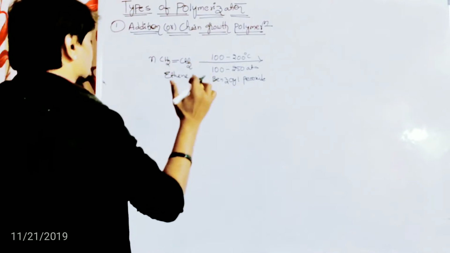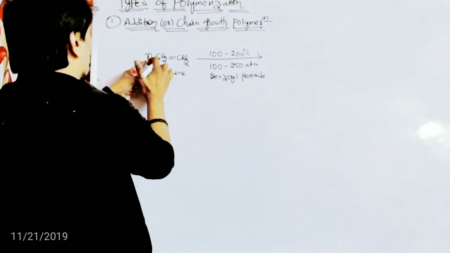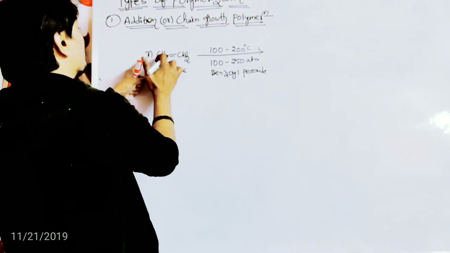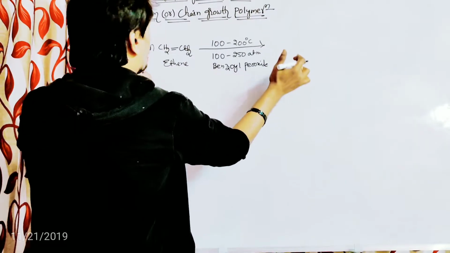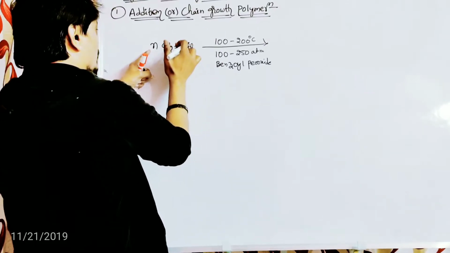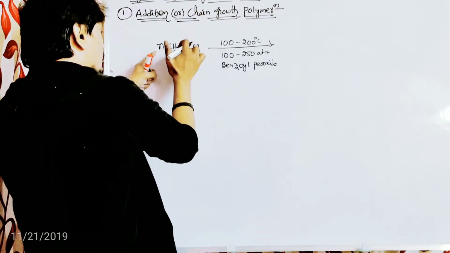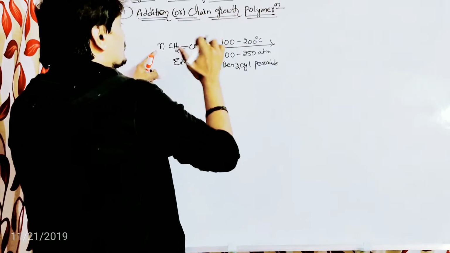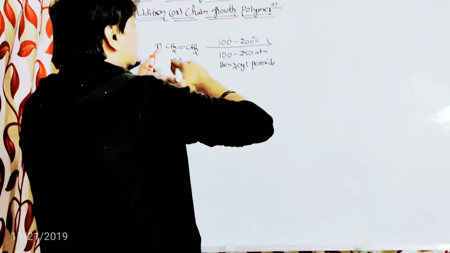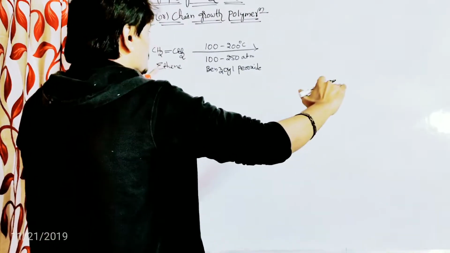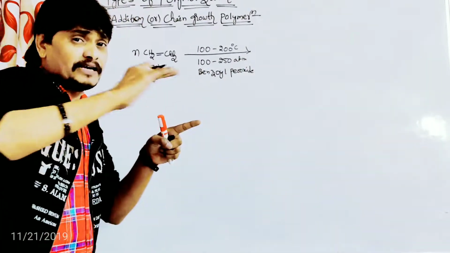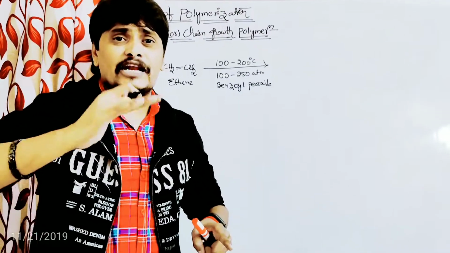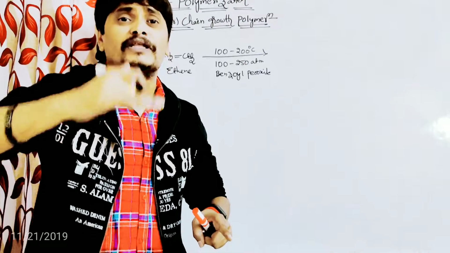And already I have said that whatever number or alphabet is there before the monomeric unit becomes a subscript in the polymer, and whatever double bond is there in the monomer becomes a single bond in the polymer. And whatever double bond is present in the plane, do remember this, will convert into a single bond, and whatever single bond is present in the plane will convert into a double bond.